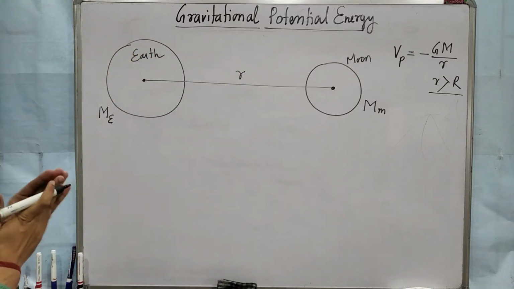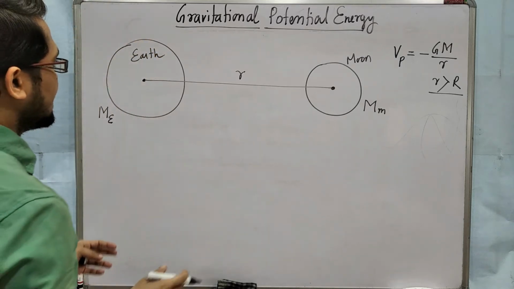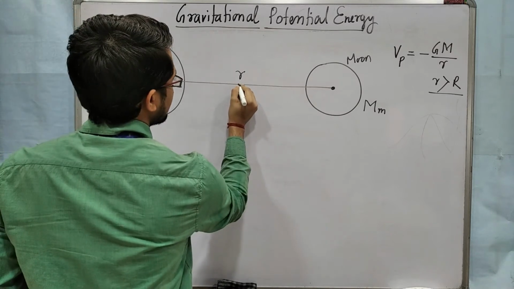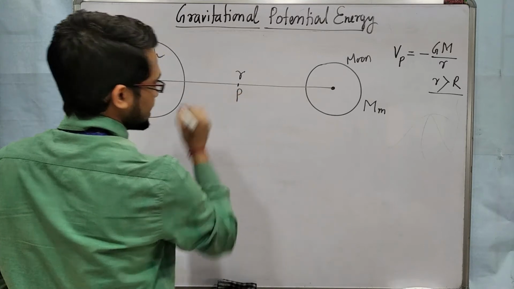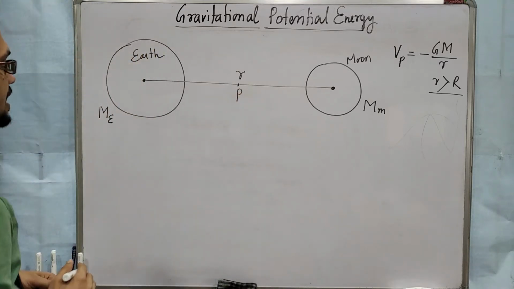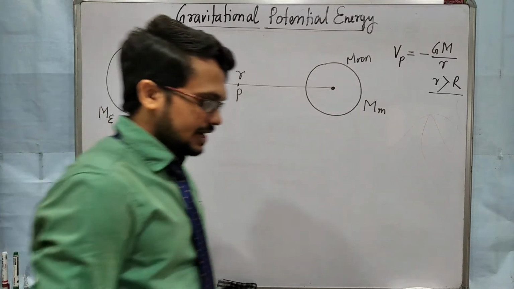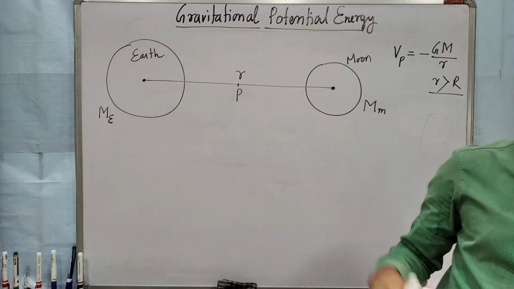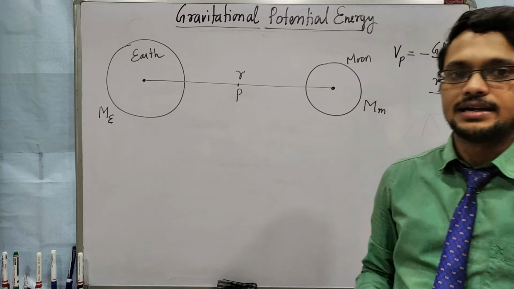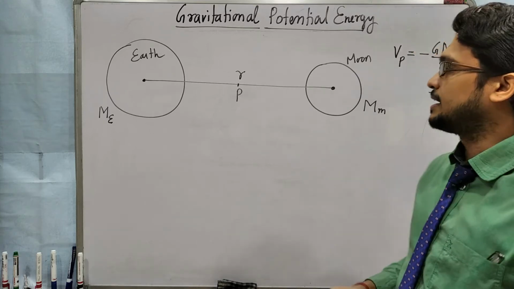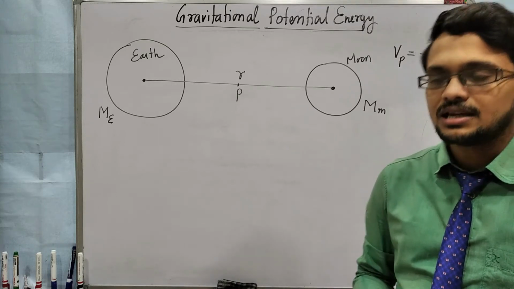You are asked to find the potential exactly at the midpoint of this distance. Suppose this point is P. We have to find the total potential at this point P. I told you that potential is a scalar quantity, and whenever we want to find the potential at any point due to a number of masses, we have to add all the potentials due to individual masses.